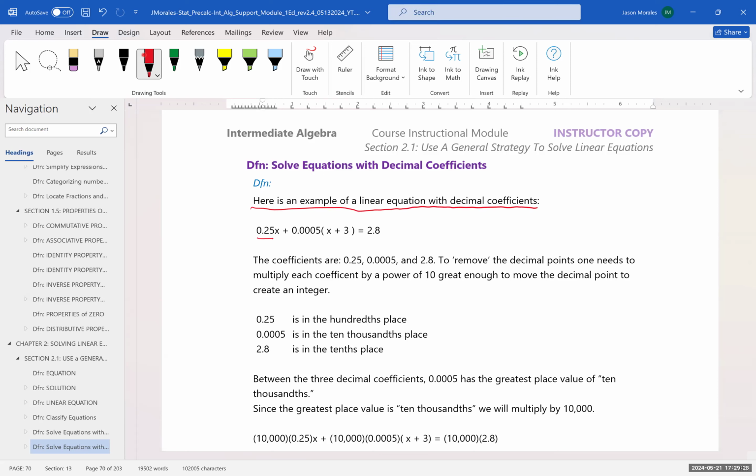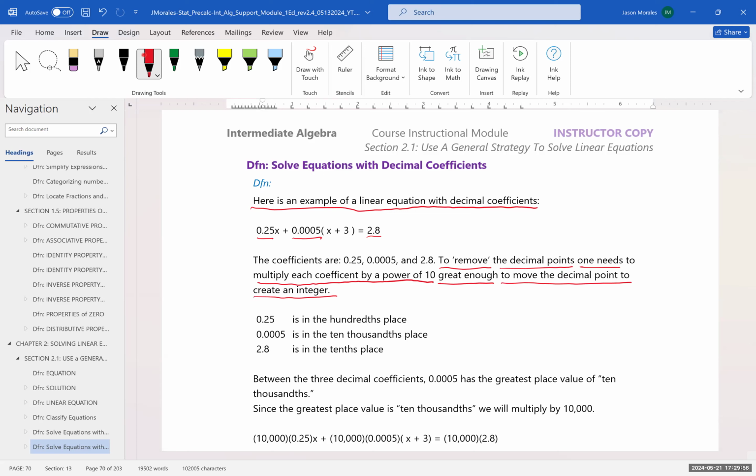So we've got a decimal here, a decimal there, and a decimal there. So the coefficients are 0.25, 0.0005, and 2.8. So in order to remove the decimal points, one needs to multiply each coefficient by a power of 10 great enough to move the decimal point to create an integer.